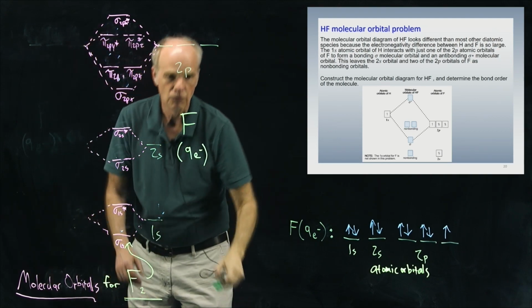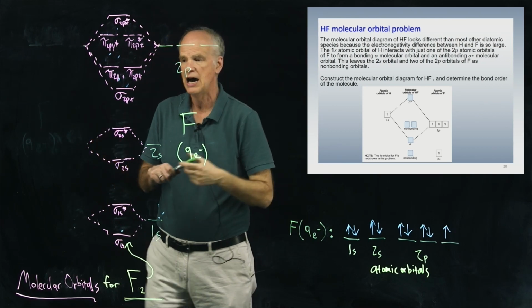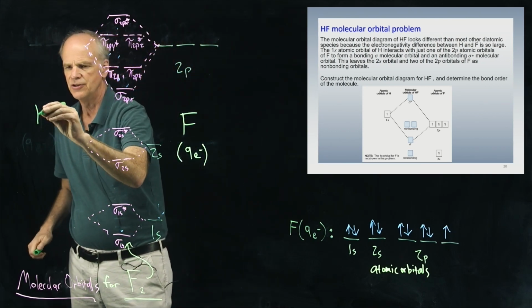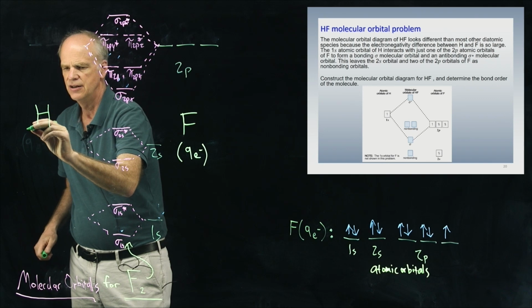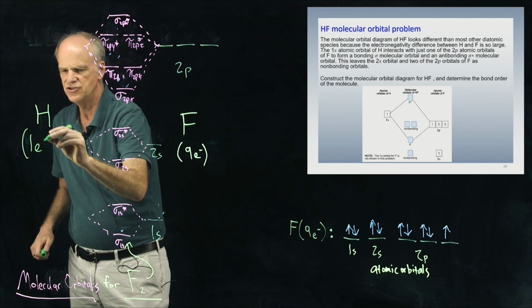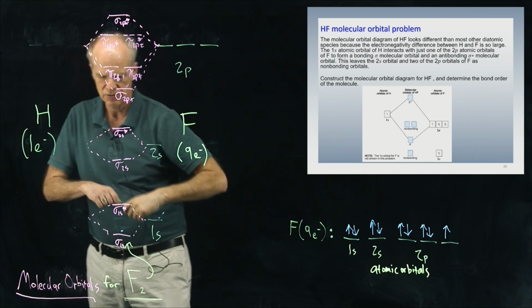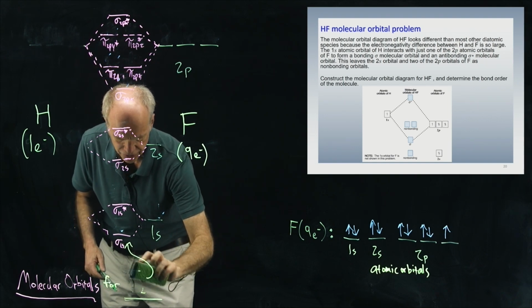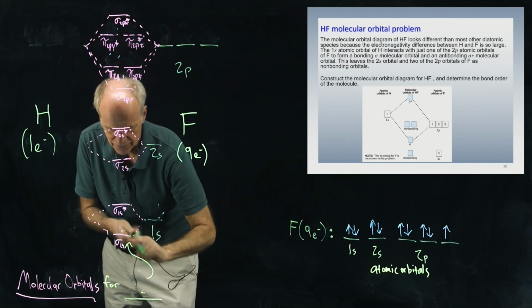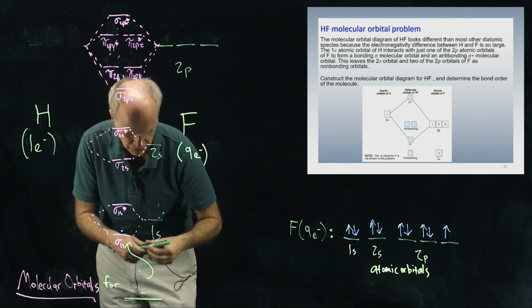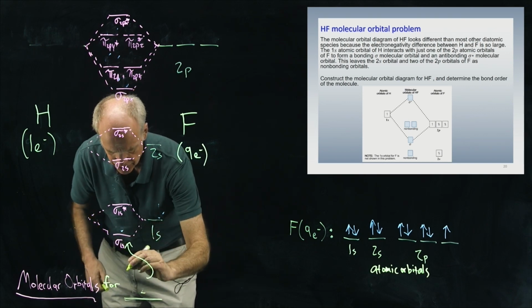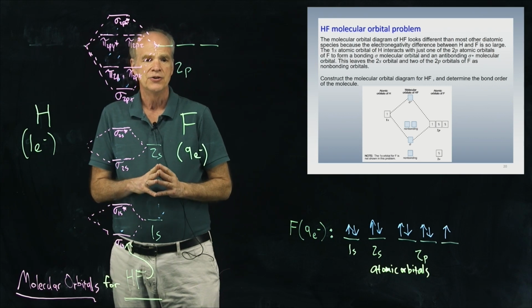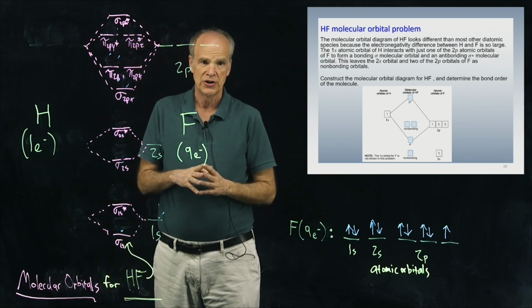Now, we're going to replace a fluorine with a hydrogen, okay? So now we have hydrogen instead. And as you know, hydrogen has one electron. So now what we're going to do is figure out the molecular orbitals, not for diatomic fluorine, but for HF. Okay, so let's talk about what those are. So this is for HF. So let's figure out what the molecular orbitals are for HF.